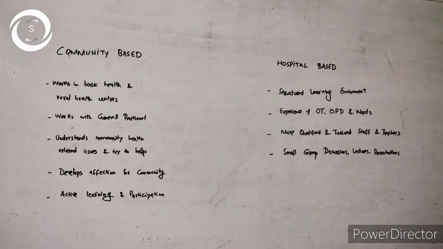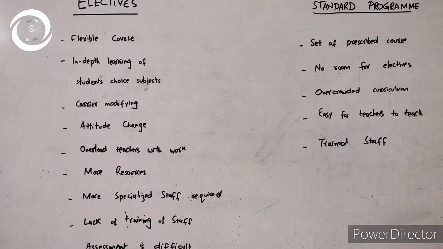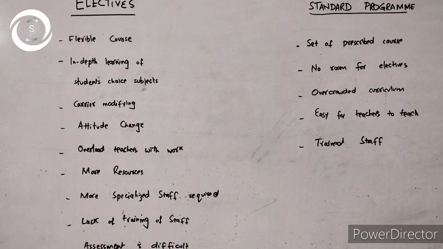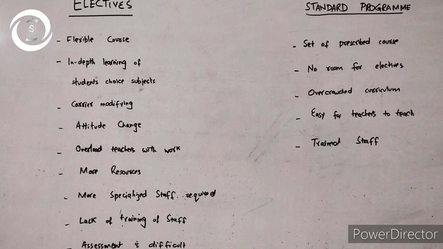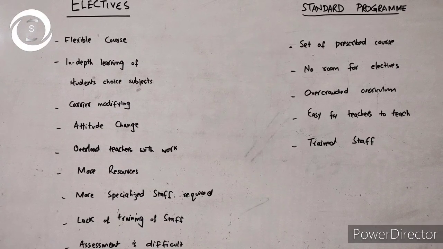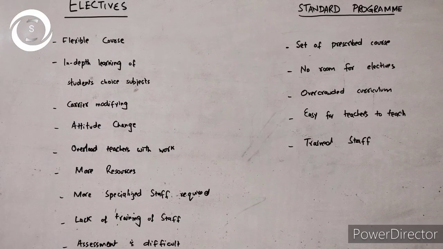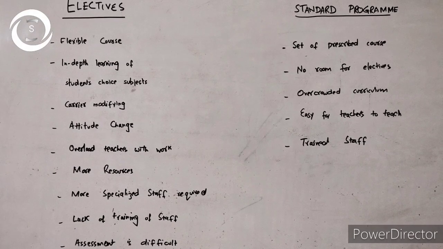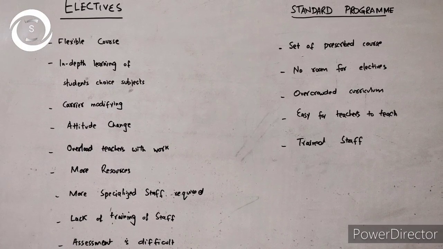Now the next point in the SPICES model is electives versus standard programs. In a standard program, all the students pass through a set of prescribed courses with little choice to study in depth a subject of their own choice or liking. Recently the trend is going towards flexible curricular programs. Electives are a way of coping with an overcrowded curriculum. They allow students to choose subjects in which they want to specialize.